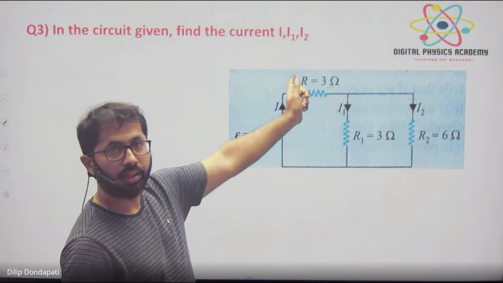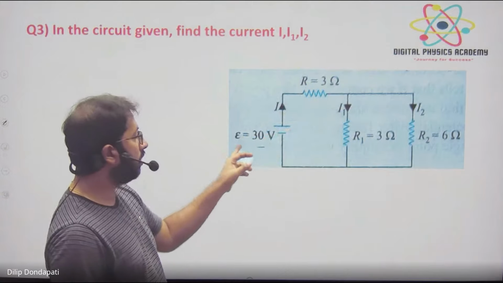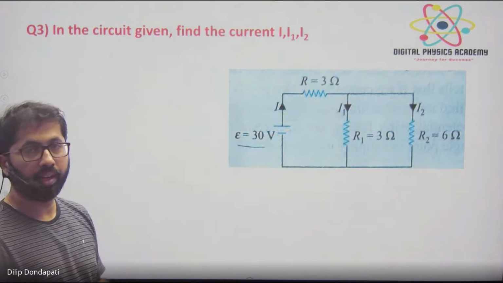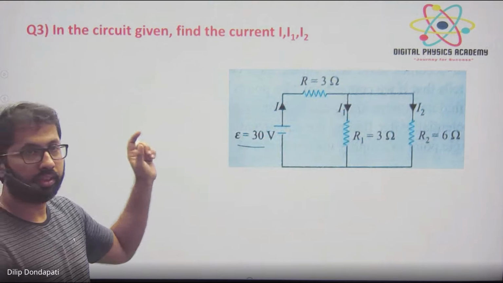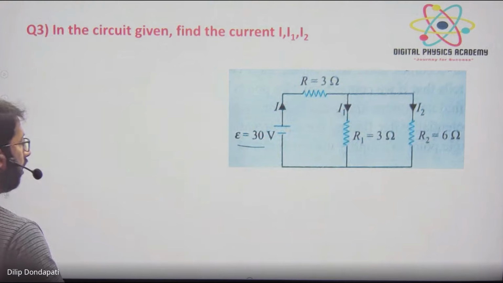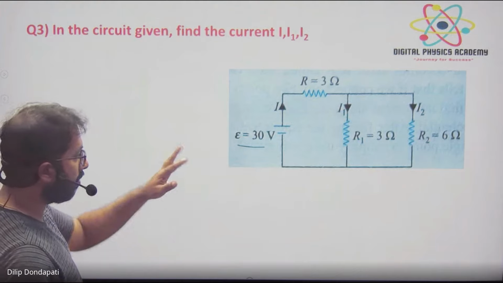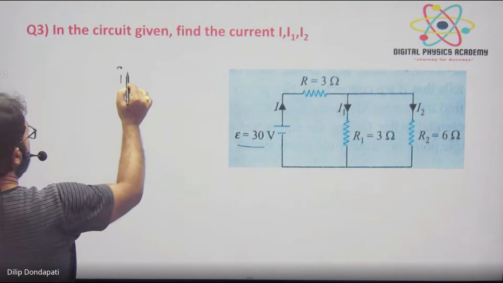2 and 3 series. So कितना होगा? 5. So R equivalent is 5, and the voltage is 30. So what will be the current, I equal V by R equivalent? 30/5 is 6 amperes. So I is 6 amperes.